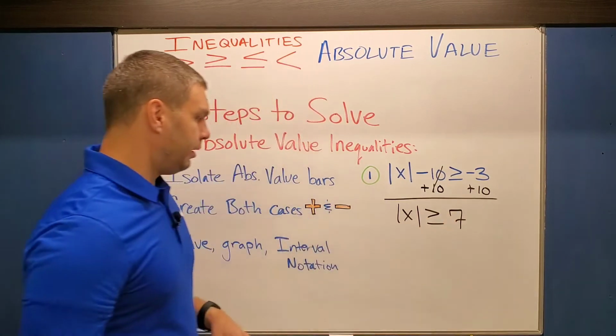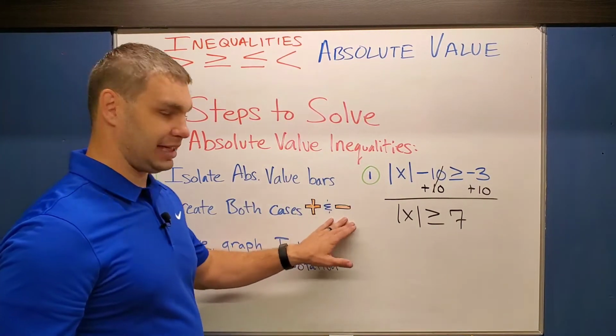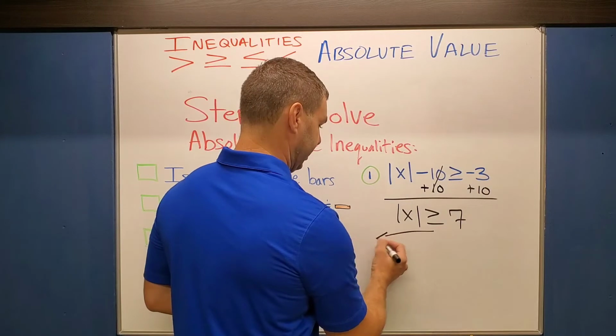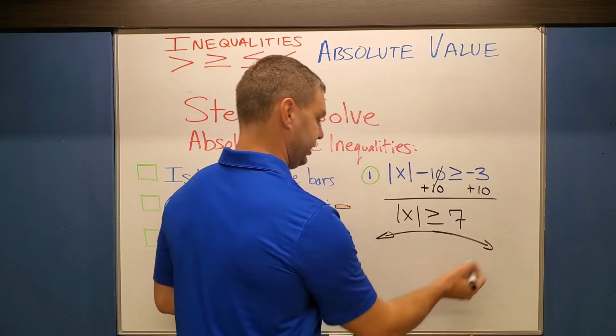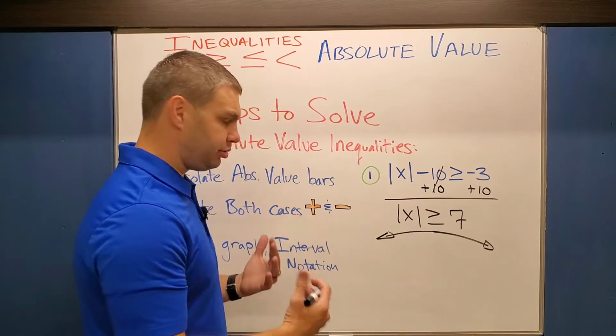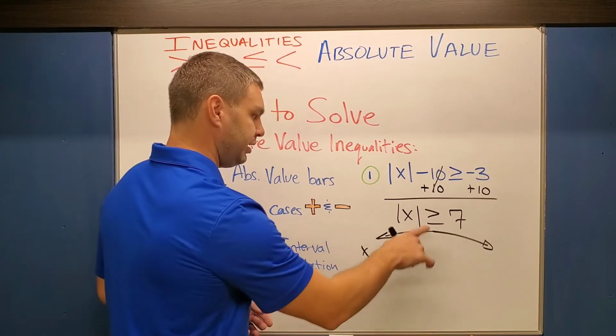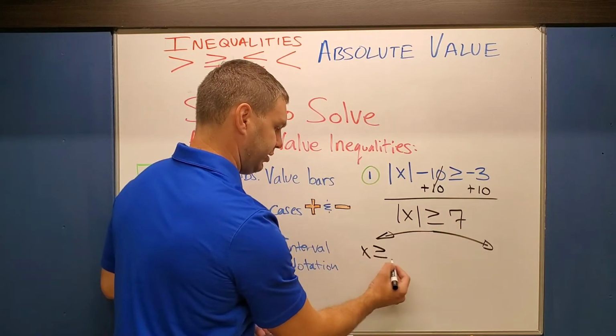All right. So once we have those isolated, then we're going to create both of our cases, a positive and a negative case. The way I like to do this is to make 2 arrows going to either side. And in my first one, when you do these 2 cases, you're going to drop your absolute value bars. So I'm just going to put x and then write it exactly like it looks, greater than or equal to 7.